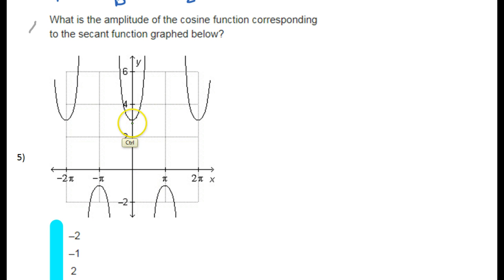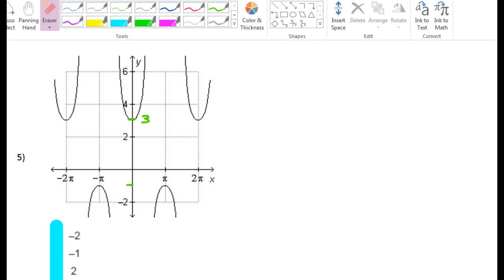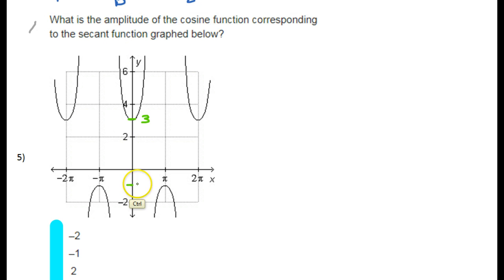Okay, so they're counting by twos, so it looks like this is a 3, and then right here this is -3. So that's the first thing. Wait, I don't mean that. This one is 3, but this is between 0 and -2, so that makes it -1.